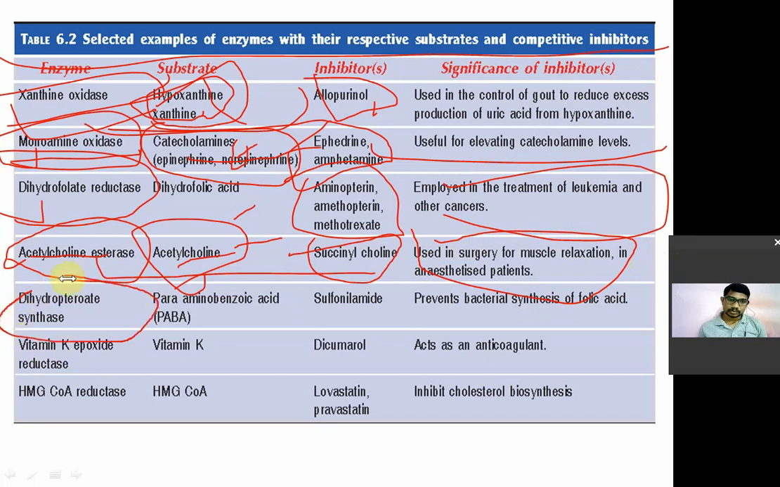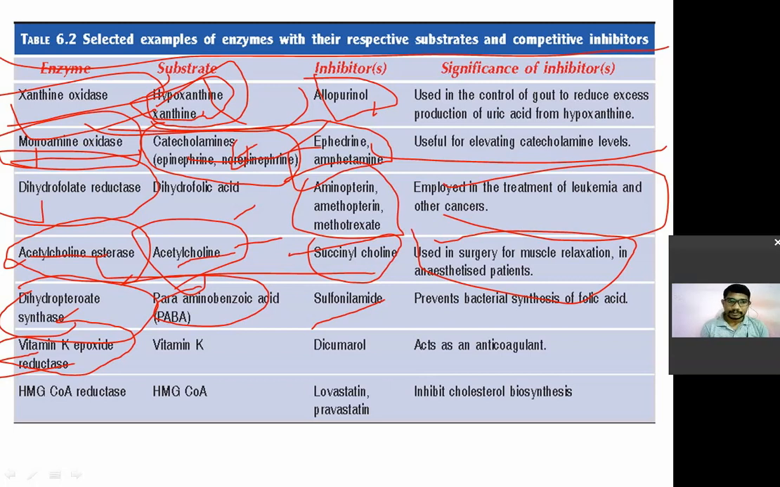Next enzyme is dihydropteroate synthase. So its substrate is PABA, para-aminobenzoic acid, which is inhibited by sulfonamides. Then again vitamin K epoxide reductase. It is again very important. Vitamin K epoxide reductase नाम का enzyme है. Now this enzyme is coupled with the activation of your blood clotting factors. Blood clotting factors से जिसका activation होता है, those blood clotting factors which are vitamin K dependent blood clotting factors. Factor number 2, 7, 9, 10. है ना? So these are the blood clotting factors known as vitamin K dependent blood clotting factors.